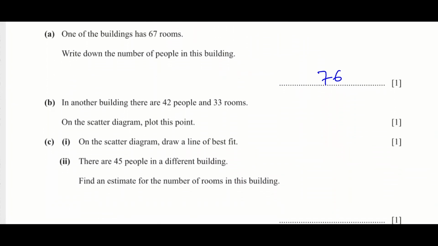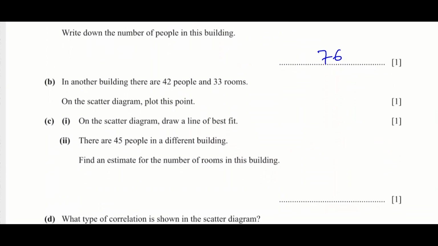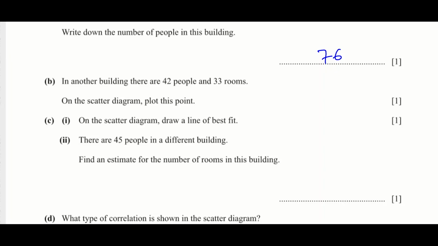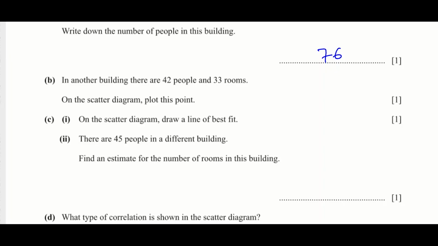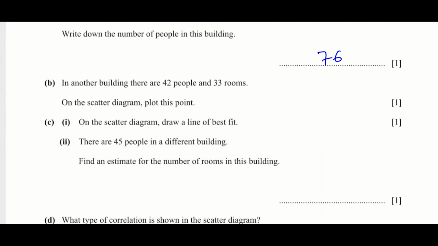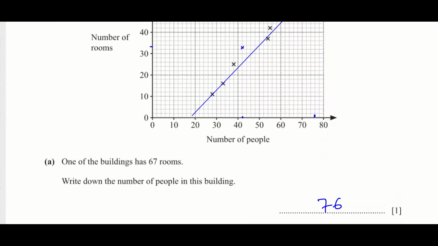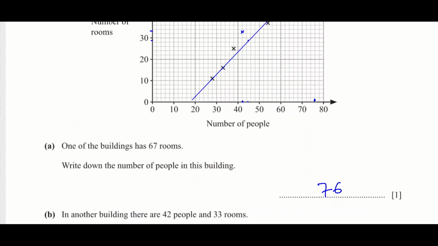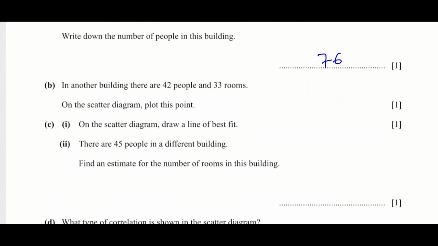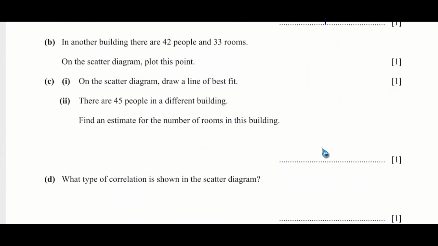The next question: there are 45 people in a different building. Find an estimate for the number of rooms in this building. So 45 people will be the middle of this here. If you trace it, it will be half here. Then if you trace it to the number of rooms, it should be the middle here. So that is 29, according to our line of best fit.